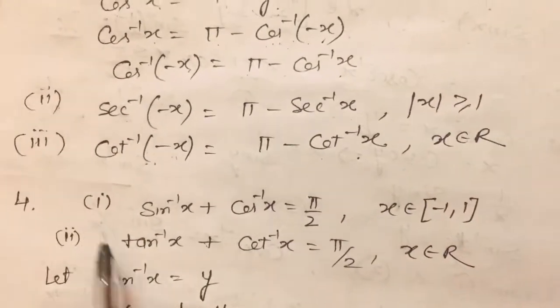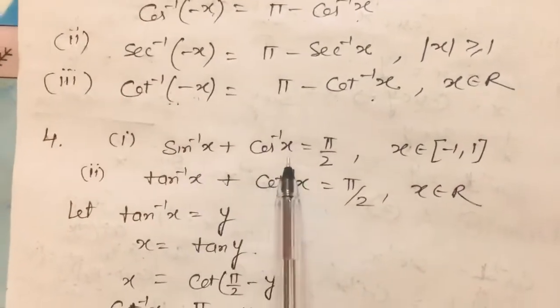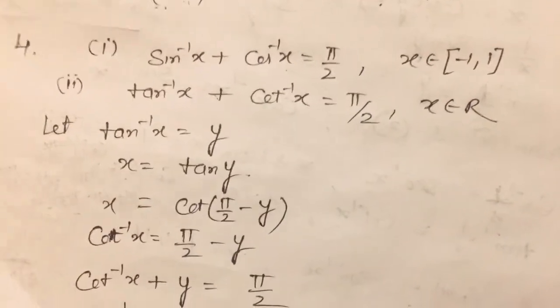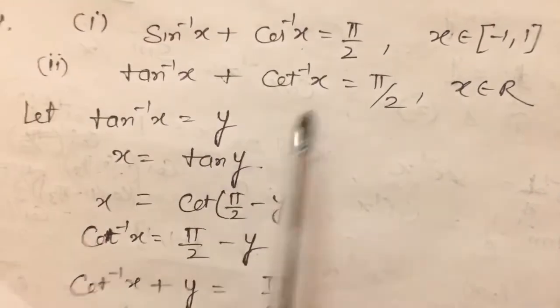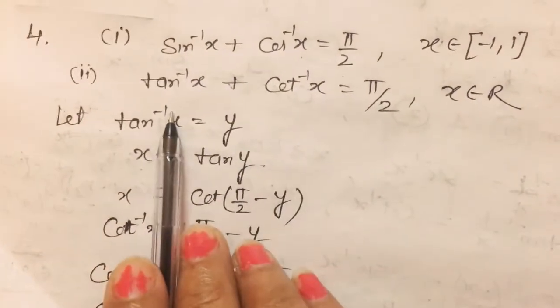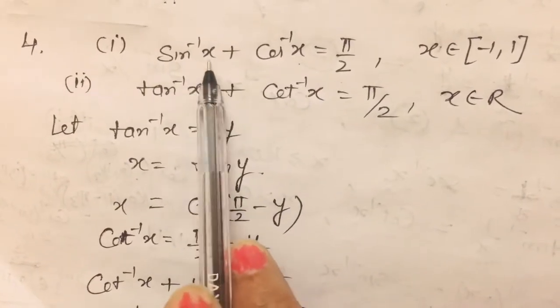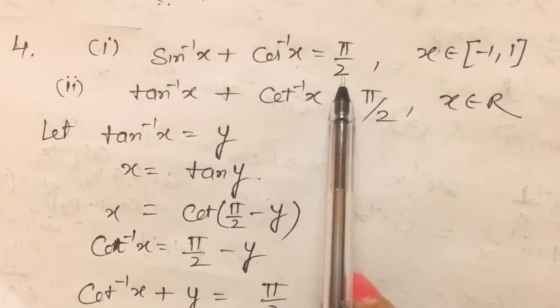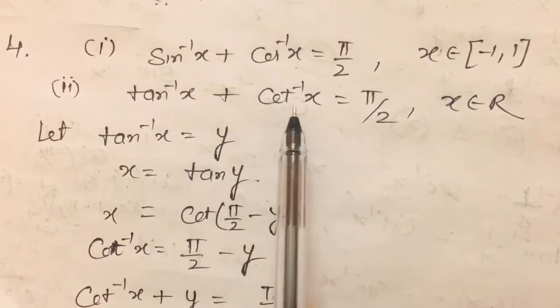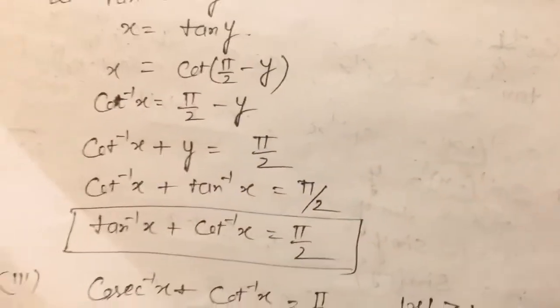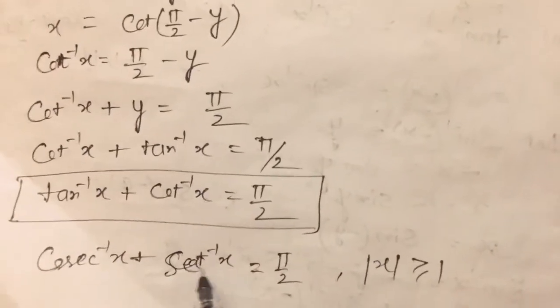And now the fourth property: sin inverse x plus cos inverse x is equal to pi by 2. We know that sin of pi by 2 minus theta is equal to cos theta, and cos of pi by 2 minus theta is equal to sin theta. And in inverse, the same property we will follow. Sin inverse x plus cos inverse x is equal to pi by 2. Tangent inverse x plus cot inverse x is equal to pi by 2. Cosecant inverse x plus secant inverse x is equal to pi by 2.